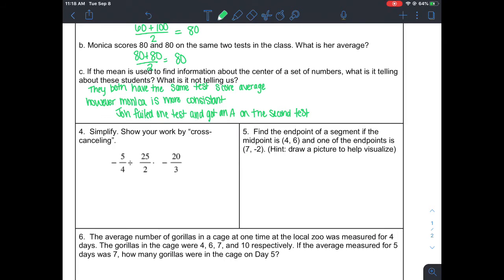Well, the average is telling us that they both have the same test score average. So in the class, if we're just looking at the grade book, John and Monica have the same grade. However, what it's not telling us is that Monica is a more consistent test taker. She got an 80% on both of the tests in the class, whereas John failed the first test but got an A on the second test. So he's not as consistent. Yes, his average may be the same as Monica's, but he really struggled on that first test that he took.